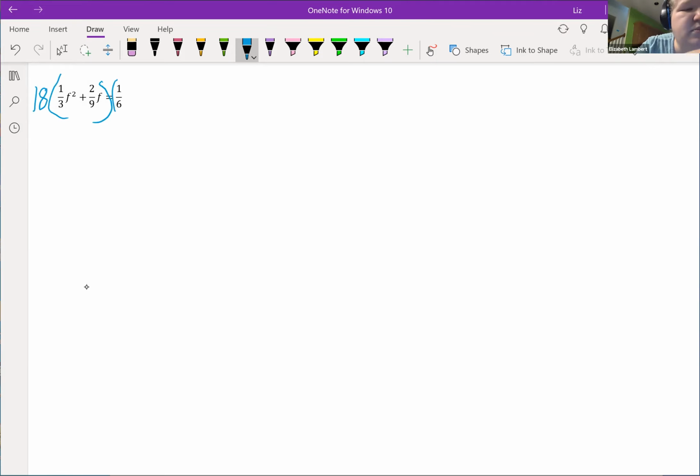18 and 18. Then I'm going to distribute. So 18 times 1/3. 1/3 of 18 is 6, but I'm just going to write it for now. And f squared plus 18 times 2/9. And again, this is where your calculator can crunch this for you.